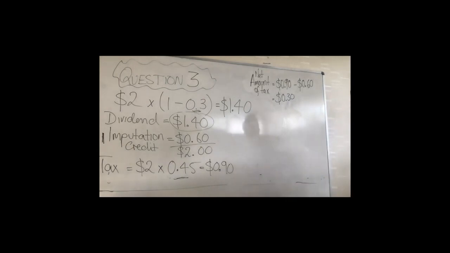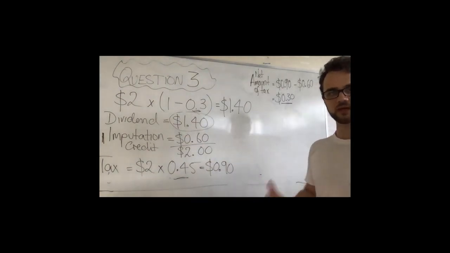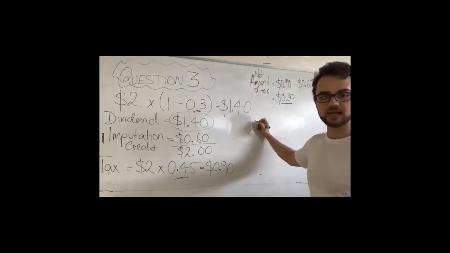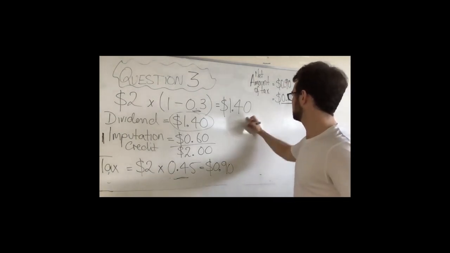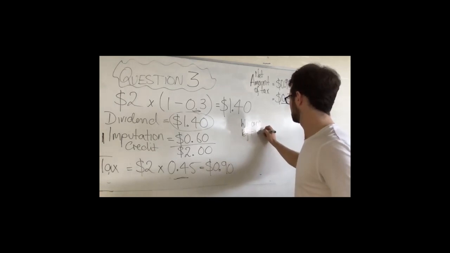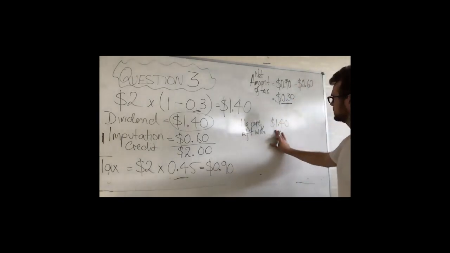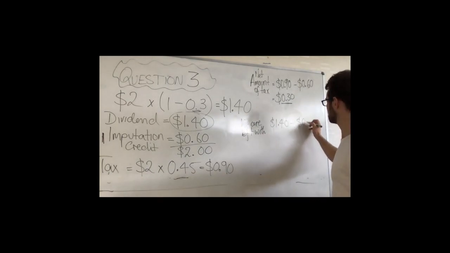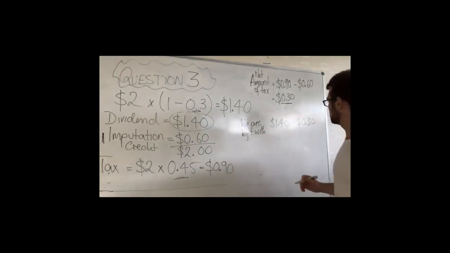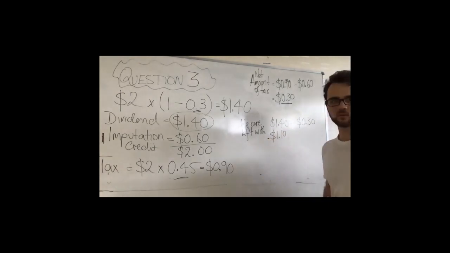So now we can go ahead and calculate. Essentially we owe the tax office 30 cents. We received $1.40 in our bank account from the dividend. So now we can work out what's left at the end of it. What's essentially left in our bank account? We are left with the $1.40 that the company gave us, minus the 30 cents that we owe the tax office. So what we're left with is $1.10.